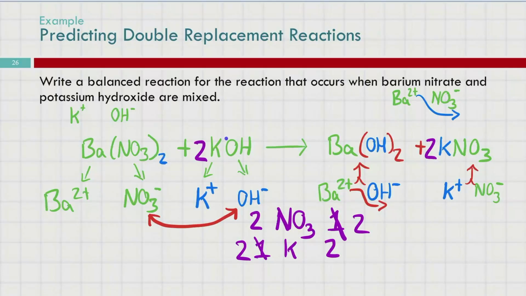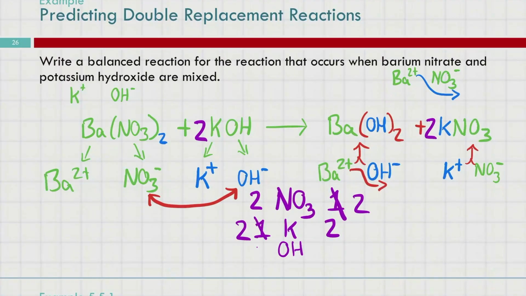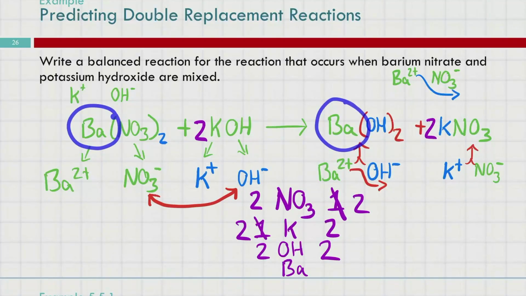When we changed the amount of potassium that we had, that also changed the amount of hydroxide that we had. So let's check our hydroxide now. We have 2 on the reactant side, and we have 2 on the product side. So that's already balanced. The last thing that we need to check is our barium. For barium, we've got 1 on the product side, 1 on the reactant side. Our barium is balanced. Very good.